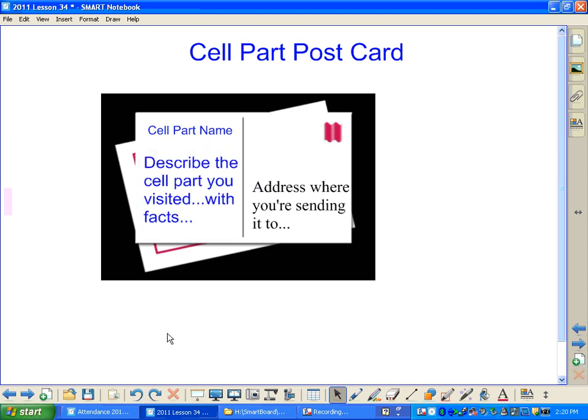Beneath that, this is where you write your message to the person. So in this case, in your message, you're going to describe the cell part you're visiting. Make sure to include several facts in here. You can get those facts from your textbook, from the internet, or from a Brain Pop cartoon.